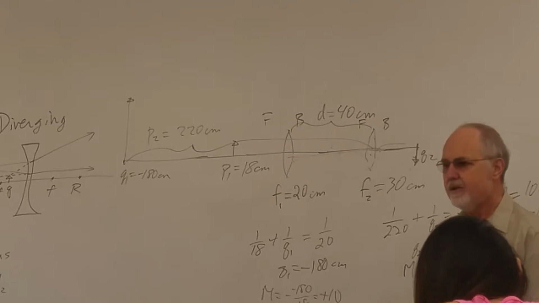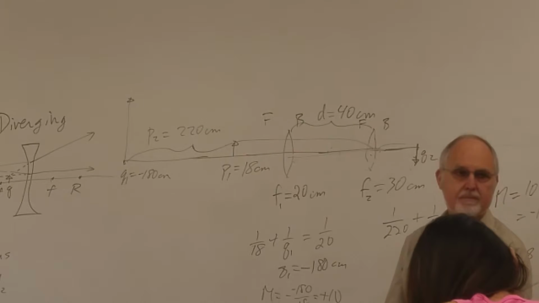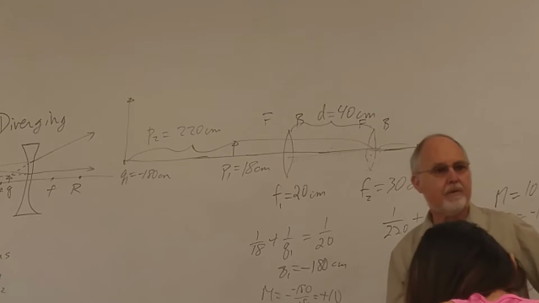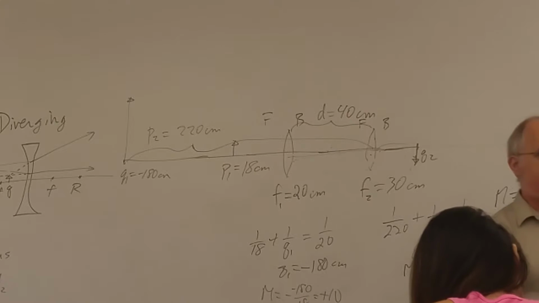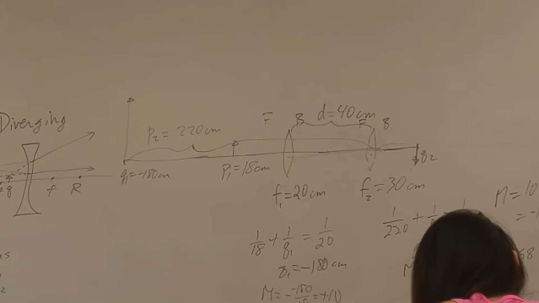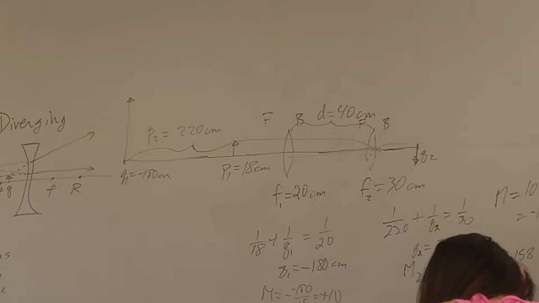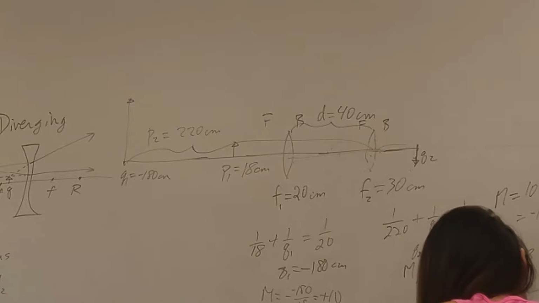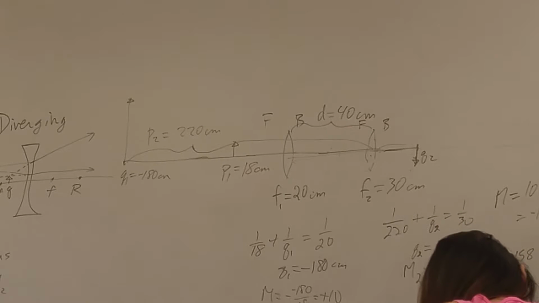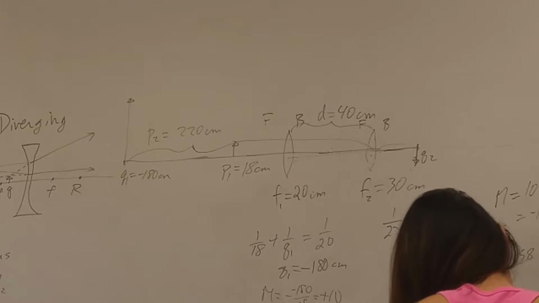Now, do both of them have to be convergent? No, they don't have to be. You could have one converging, one divergent. It wouldn't matter which one was the first one. You could still go through this process with everything. Or you could have two diverging lenses. You go through the same process.